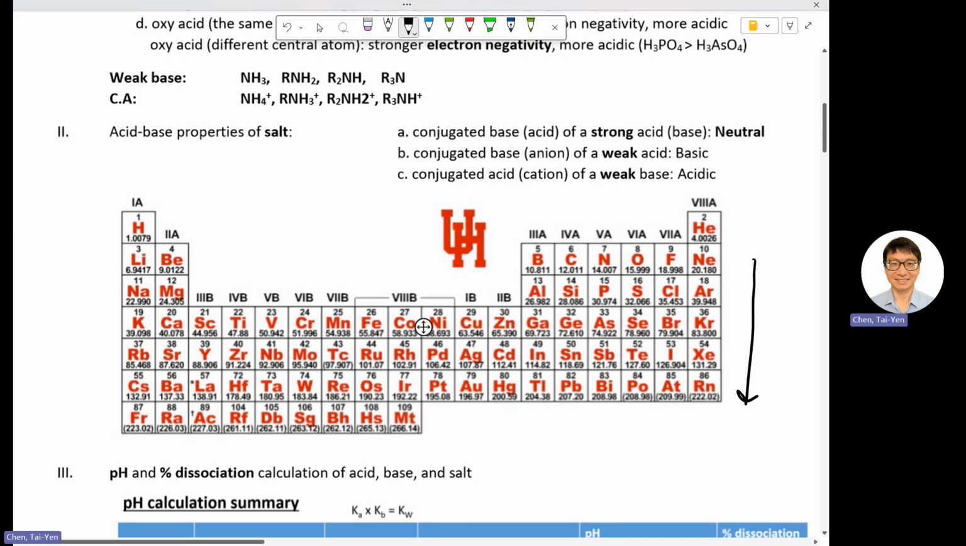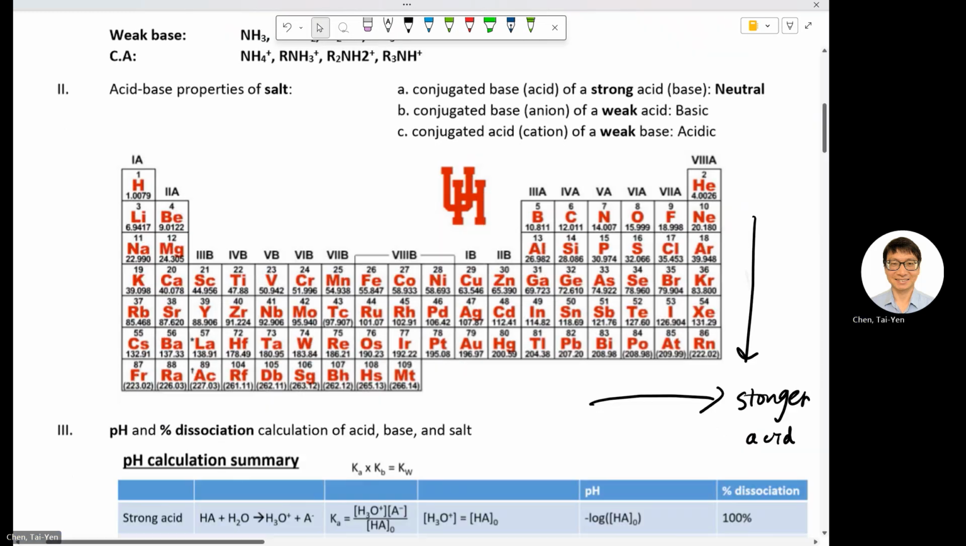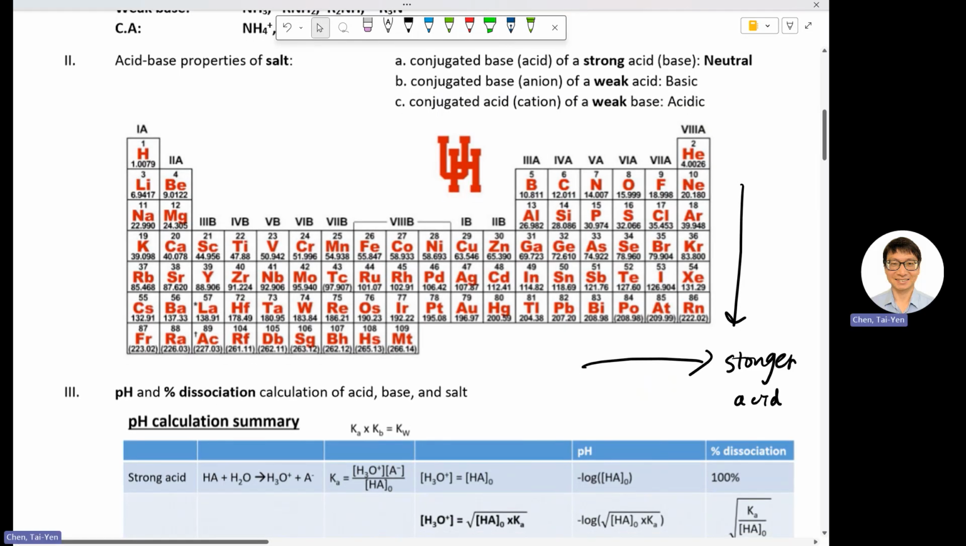will be the one that shows up to the right, to the bottom. So if I ask you to compare, for example, HF and HCl, then you know since Cl is lower in the periodic table, it becomes a stronger acid. Those are the things that you want to memorize.